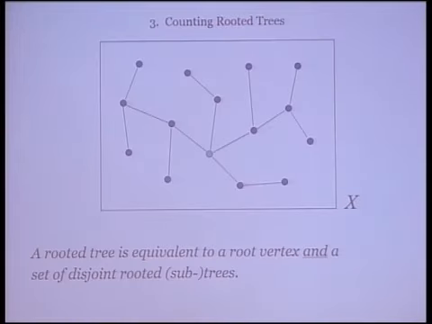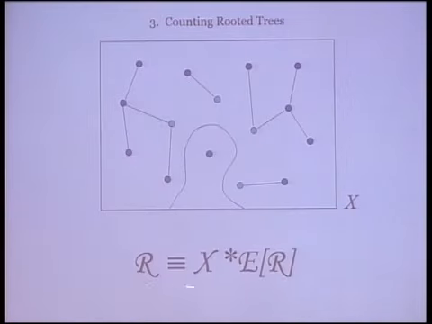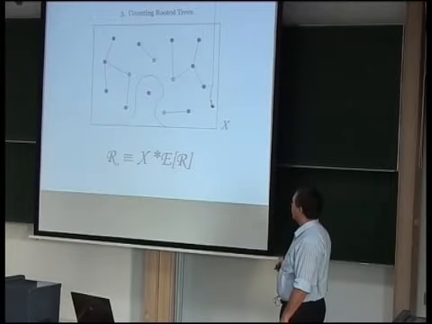Okay, so here's how to count rooted trees. Remember from the picture we had before, a rooted tree is equivalent to a root vertex and a set of disjoint rooted subtrees. You can express that in this language algebraically. R is equivalent to a root vertex and a set of rooted trees. Here's my root vertex on one side of the boundary and a set of rooted trees on the other side of the boundary.